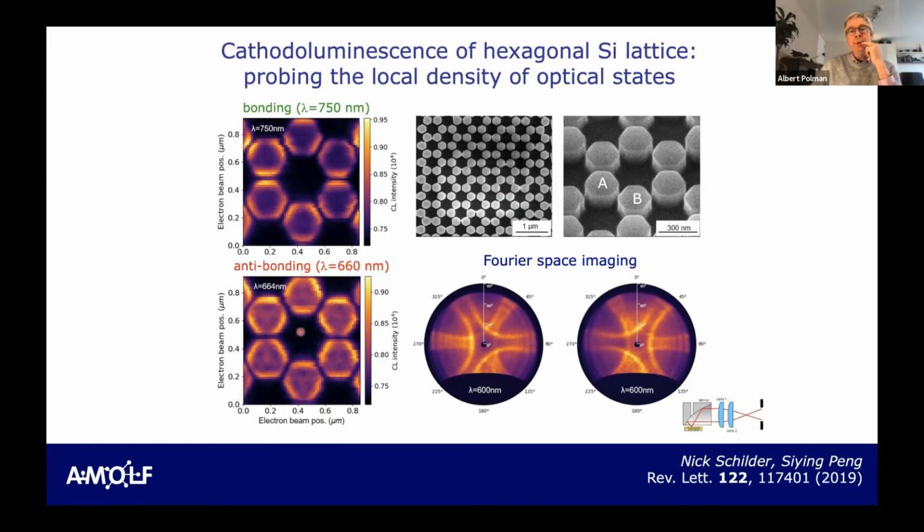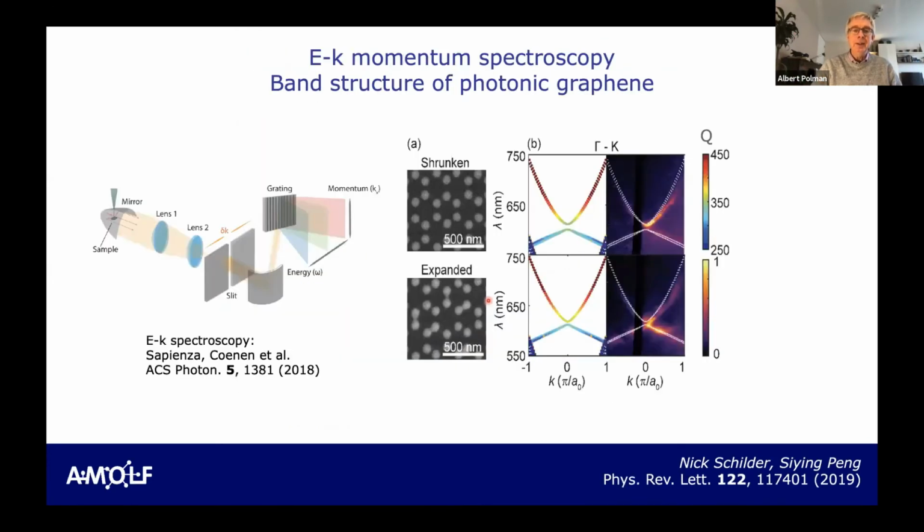Now I told you we can also look at the angular distribution of the CL. So this is actually a projection on the camera. So we shine the electrons on this crystal, and then you see these spokes, these lines coming out. So that's interesting. That means there are certain wave vectors inside the material that can couple out and others cannot. And that means we're probing the photonic band structure of the material. And this was particularly interesting because this photonic graphene is interesting as a topological photonic material. I'm not going to talk about the details, but here we do band structure measurements.